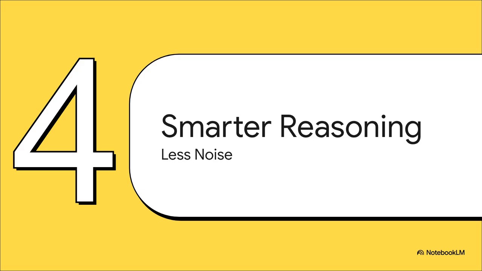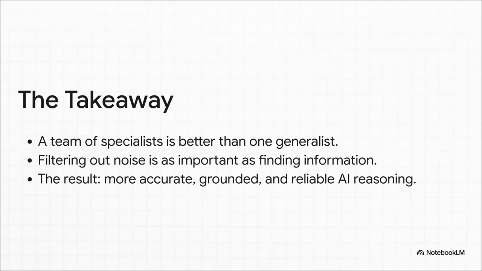What MIXRAG really represents is a huge step forward. It's about building an AI that can reason more effectively, because it's way less likely to get distracted by useless information. The big takeaway here is really twofold. First, when you're dealing with complexity, a team of specialists will always beat a single generalist. And second, and this is so important, filtering out the noise is just as critical as finding the right information in the first place. Put those two things together, and you get AI that's just fundamentally more accurate and reliable.